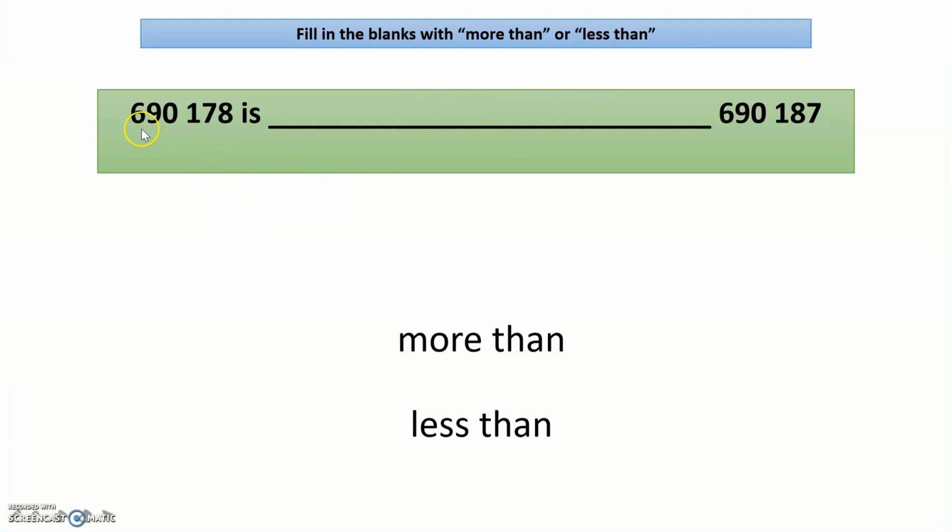Okay. 690,178 is more than or less than 690,187? So both have 6 digits. So compare from the 100,000. 6, 6, 9, 9, 0, 0, 1, 1, 7. Here is 8. So 7 is less than 8.